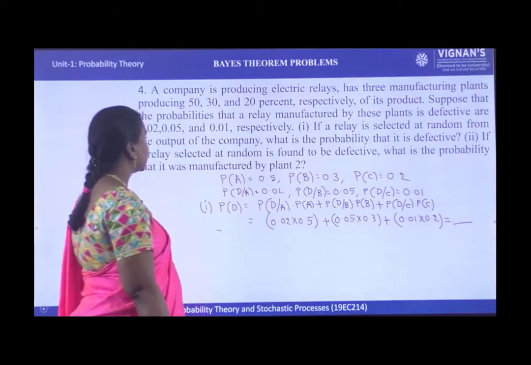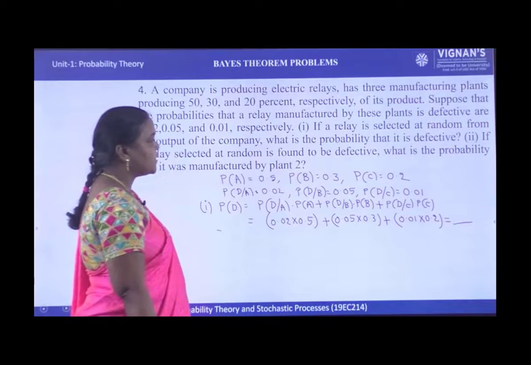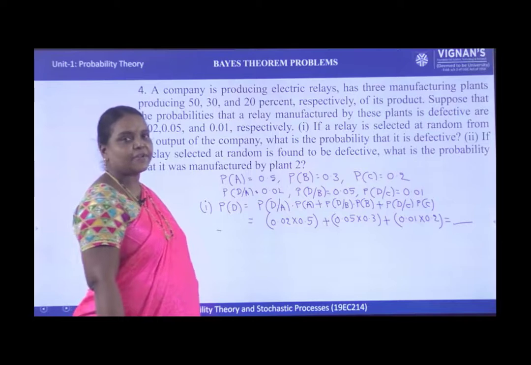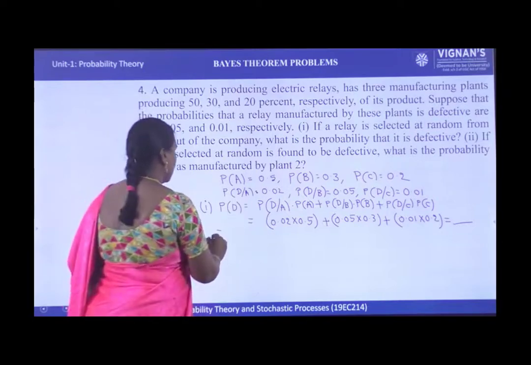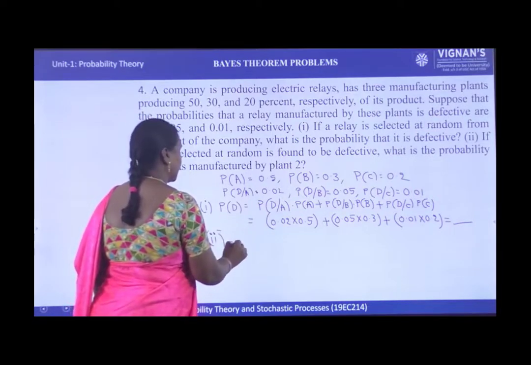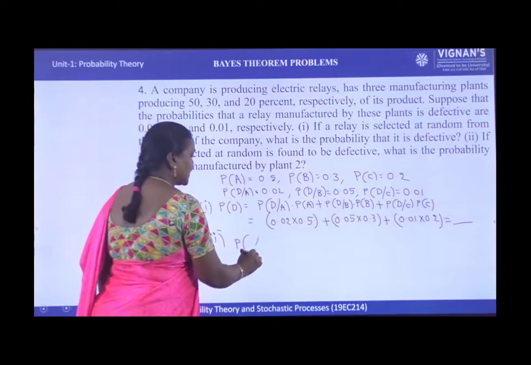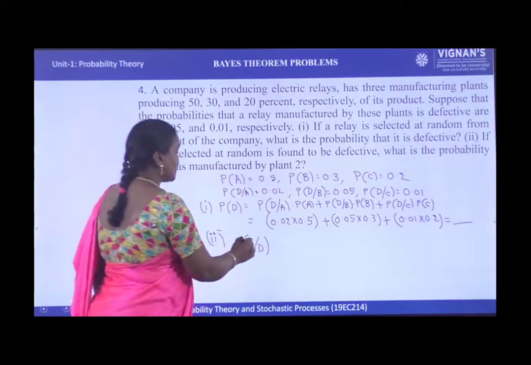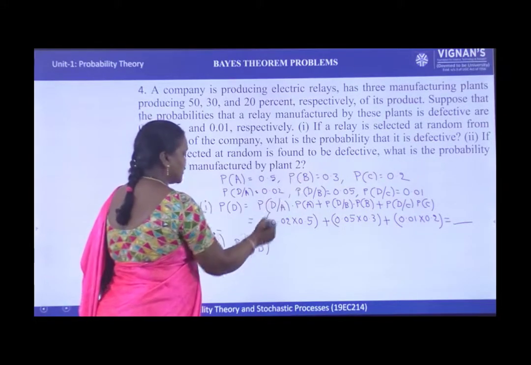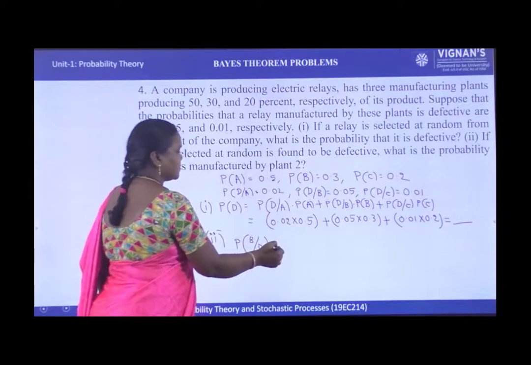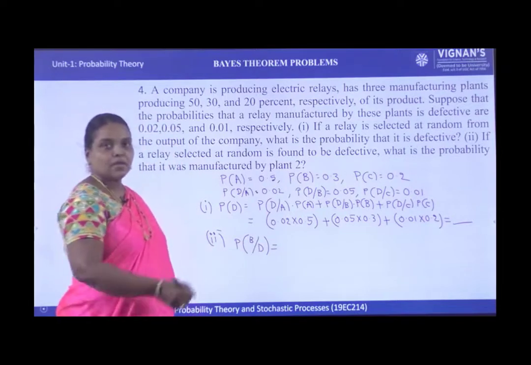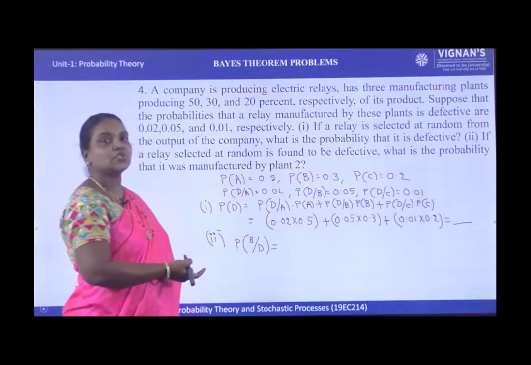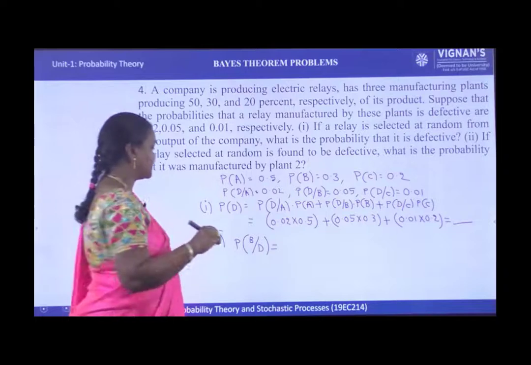If a relay selected at random is found to be defective, what is the probability that it was manufactured by plant 2? So, the second one is, already they have selected and found to be defective. That is, the condition is if it is defective, what is the probability it is plant 2? Plant 2 means B. So, this one we are asking. So, which theorem you need to apply? It is conditional probability. So, we need to apply the Bayes theorem.